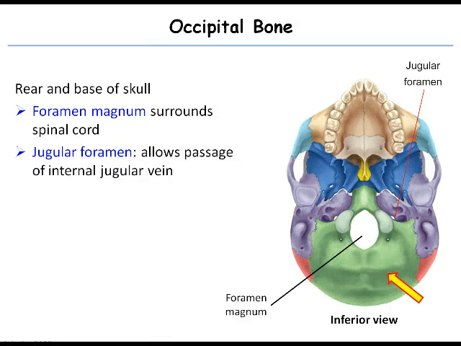In this inferior view, we can see in green the occipital bone. Note that the occipital bone has this very large opening called the foramen magnum, and it is the space through which the spinal cord travels into the cranial cavity. Also note this important opening called the jugular foramen. The jugular foramen is located between the boundary of the occipital bone and the temporal bone. The jugular foramen is so named because it contains the internal jugular vein, which carries the blood from the cranial cavity into the neck.